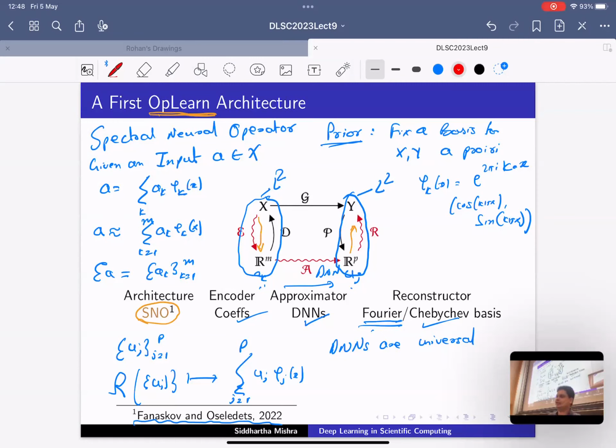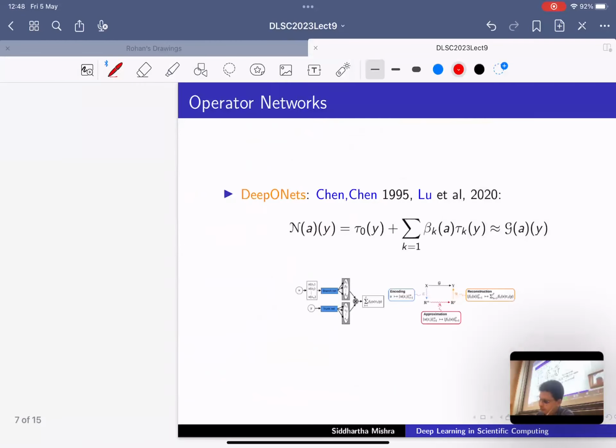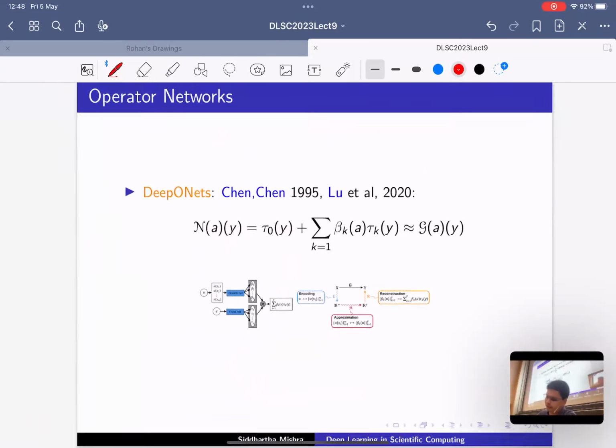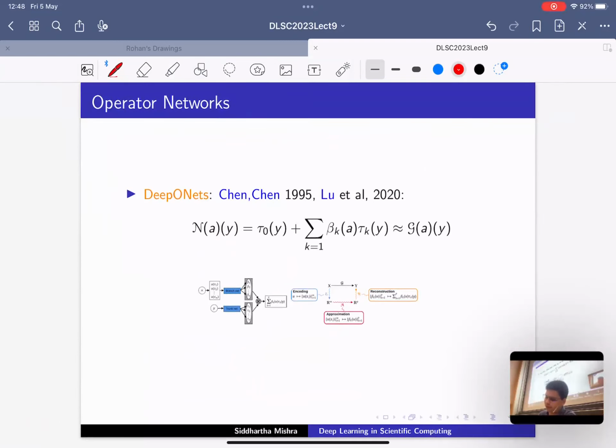And this is precisely the segue to the next topic, which is when we want to learn the basis too. And this leads to another set of architectures, which are very popular. This is why I said I give you some models and then I'll tell you exactly how to train them. But this is now the moment to talk about what are called operator networks.